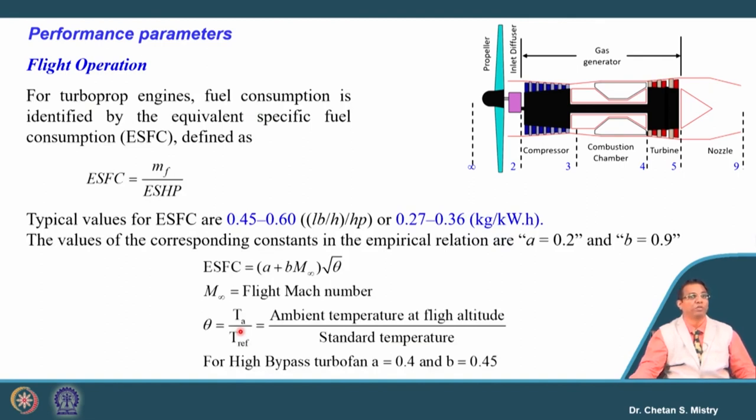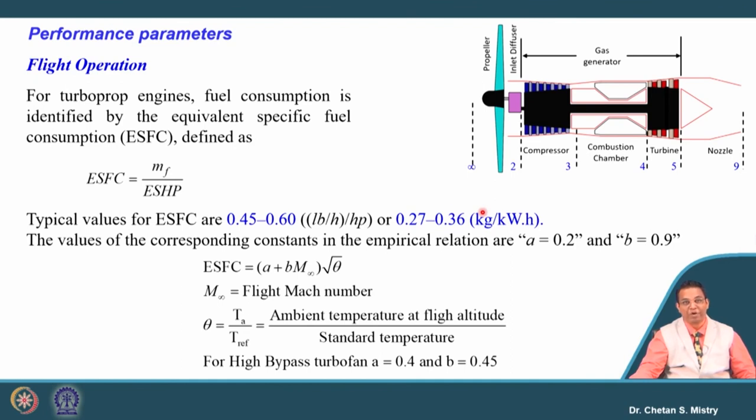Okay. There is one more very important terminology we are bothered about, that is specific fuel consumption. For a turboprop engine, we put that as equivalent specific fuel consumption. That is given by m dot f divided by equivalent shaft horsepower. Typically it is in the range of 0.45 to 0.6 pounds per hour per HP, or in terms of our SI unit, 0.27 to 0.36 kg per kilowatt hour. If you compare, these numbers are higher compared to the others. But the thing is, this is not related with the thrust. This is related with the shaft power.